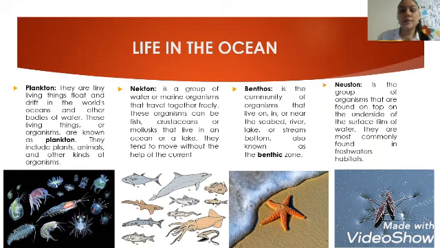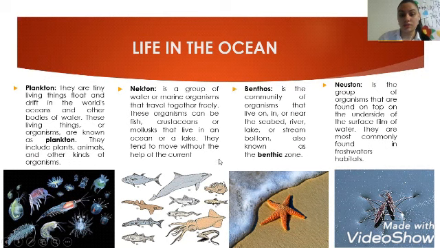We have four types of marine life. So we have plankton, nekton, benthos, and neuston. So we are going to be observing them. We have plankton. They are tiny, very, very small living things that float and drift in the world's oceans and other bodies of water. Okay, so we have some examples here.